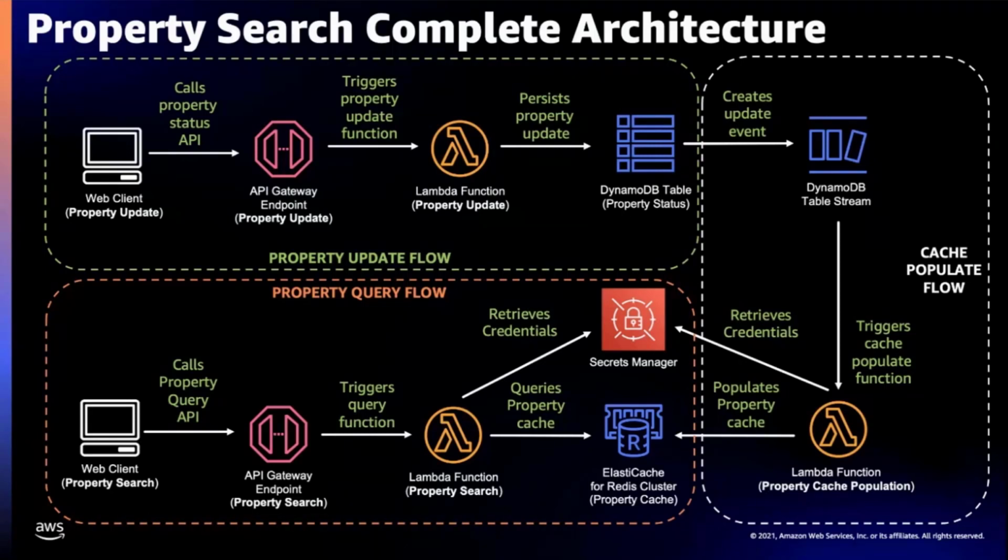So if an update or a change gets made to a property in the DynamoDB table, this will then flow that change and populate the change in ElastiCache for Redis. You'll see above the Redis cluster something called Secrets Manager that I haven't talked about before.